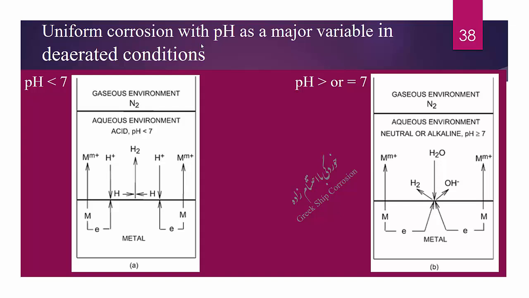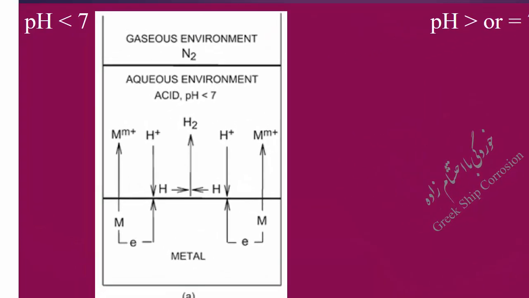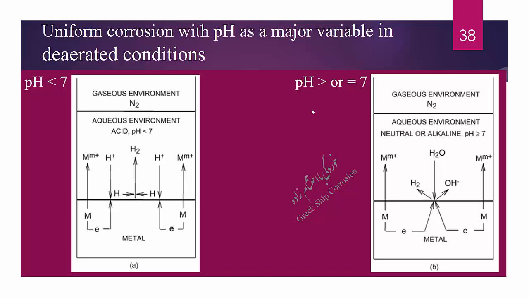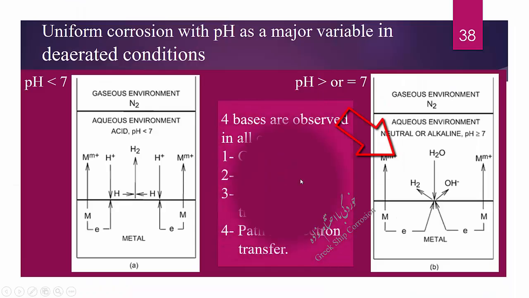Uniform corrosion with pH as a major variable in deaerated conditions. Left figure, in which pH is lower than 7, illustrates that H+ cations are reduced and hydrogen gas is produced and evoluted. In the right figure, in which pH is greater than or equal to 7, water molecules are reduced and produce hydrogen gas and hydroxyl anions.